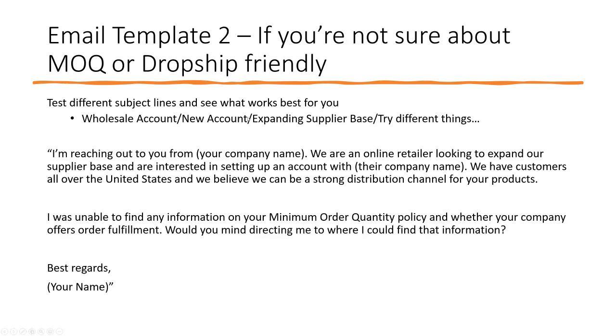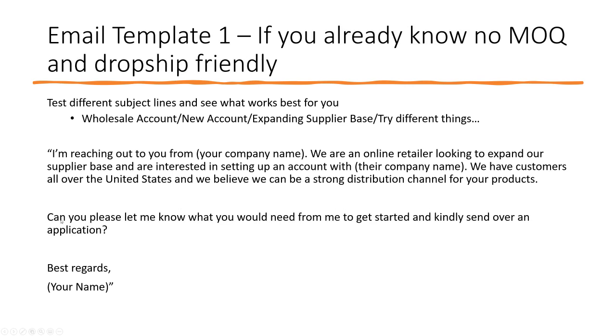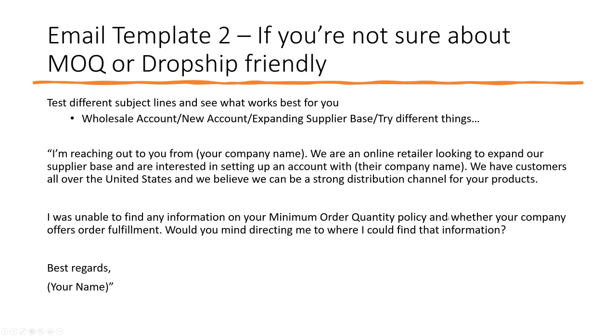So again, same thing with the subject line. This one is the same, meat and potatoes right here. So I'm reaching out to you again from your company. We're an online retailer, blah, blah, blah. The only thing different is this second line here where it says, instead of asking for them to kindly send over an application, you simply say, I was unable to find any information on your minimum order quantity policy and whether your company offers order fulfillment. Would you mind directing me to where I could find that information?